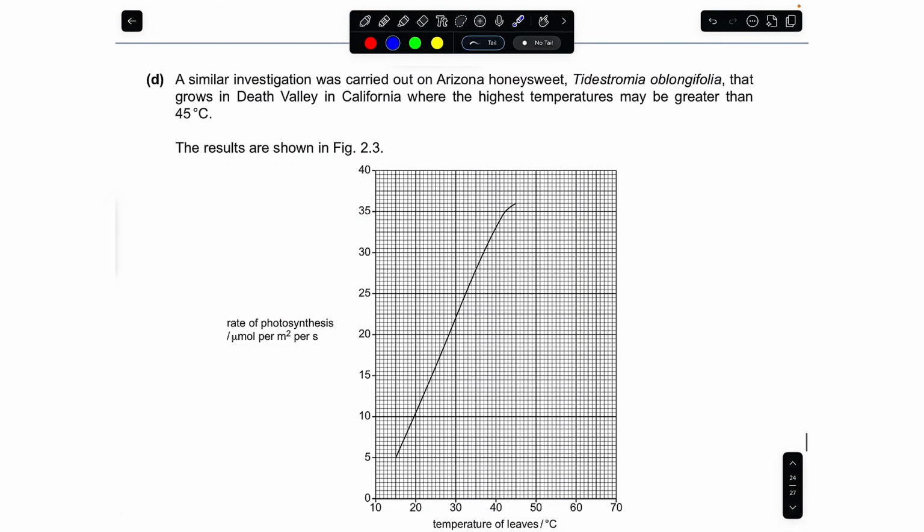Now, likewise, if we were to move to part D, they say that a similar investigation was again carried out on Arizona honey sweet. This is another plant. The genus is Tidystromia and the species is Oblongifolia, and they are grown where? In the Death Valley in California. And over there, the highest temperature may be greater than 45 degrees centigrade.